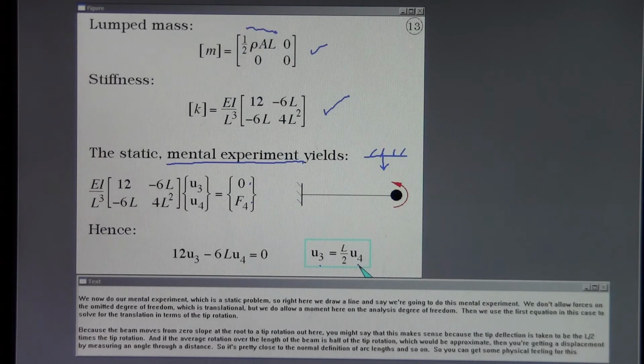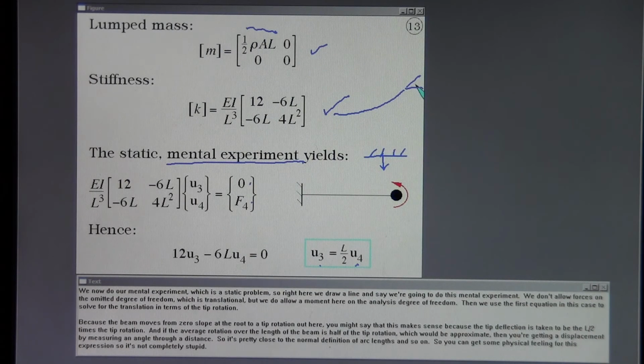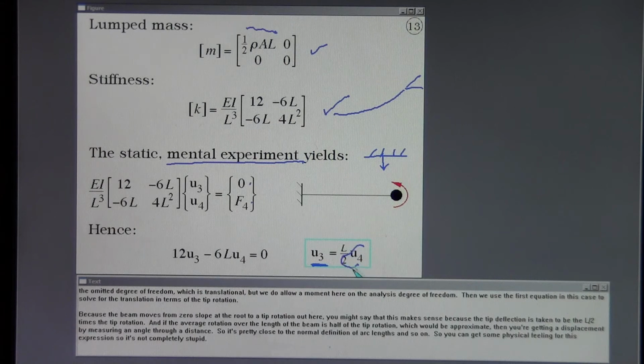Because the beam moves from 0 slope at the root to a tip rotation out here, you might say that this makes sense because the tip deflection is taken to be the L/2 times the tip rotation. And if the average rotation over the length of the beam is half of the tip rotation, which would be approximate, then you're getting a displacement by measuring an angle through a distance. So it's pretty close to the normal definition of arc lengths and so on. So you can get some physical feeling for this expression, so it's not completely stupid.